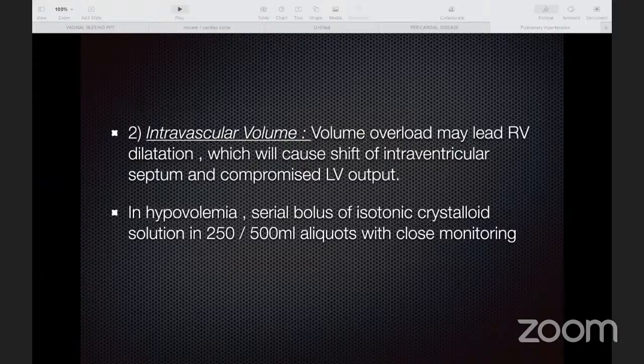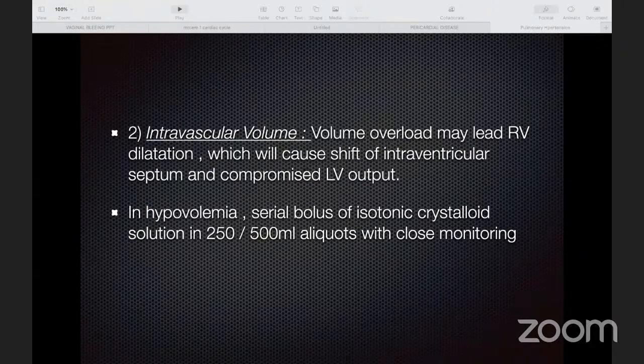Next point is the intravascular volume. The volume overload may lead to RV dilation, which, as we said earlier, can cause a shift of the intraventricular septum to the leftward and compromise the LV output. And even in hypovolemia, serial bolus of isotonic crystalloid solution, 250, with close monitoring should be administered.